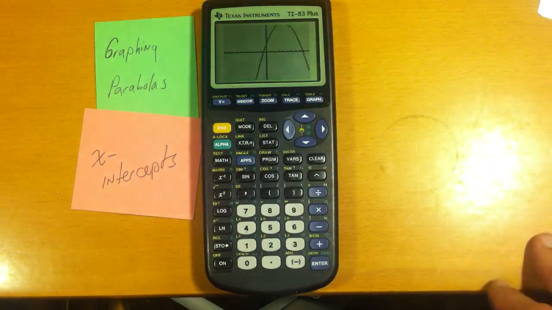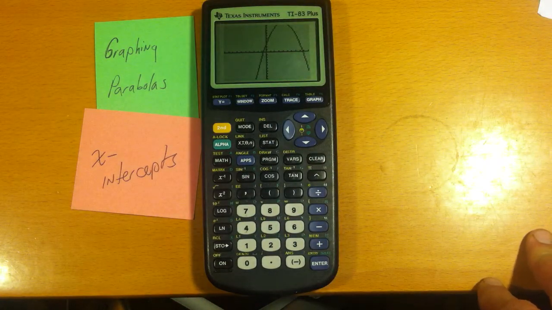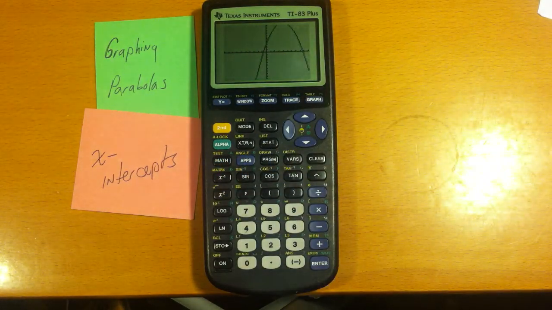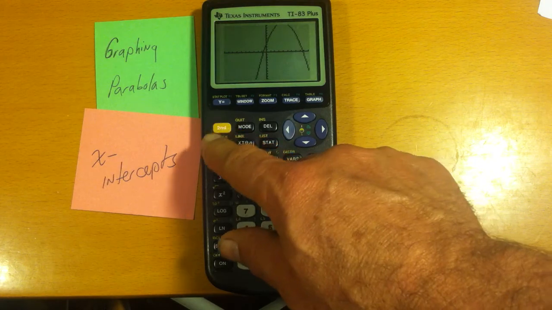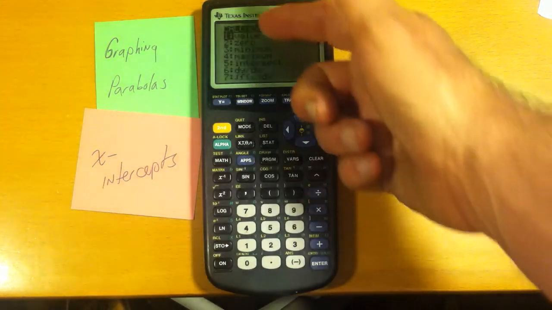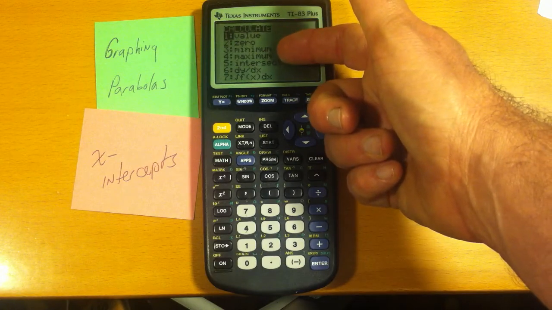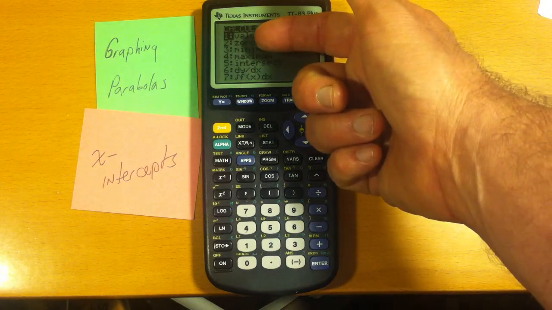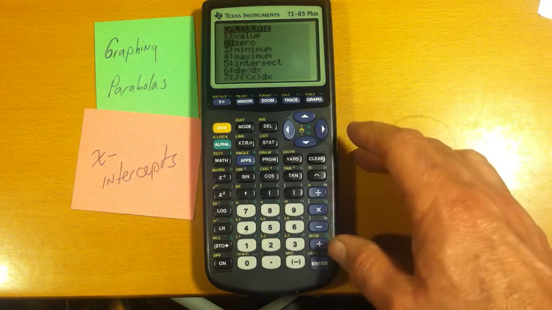And it turns out you can't solve for both of them at one time. You have to solve for one at a time. So I'm going to solve for this one first, and then I'm going to solve for this one after that. So let's look at this. What I'm going to do is go second calc. We did value before. We did max and min to find the vertex. And then I'm going to hit 0. 0 means the x-intercept.